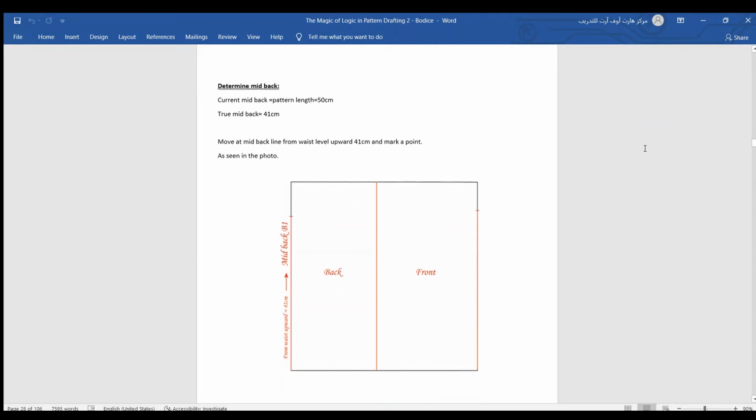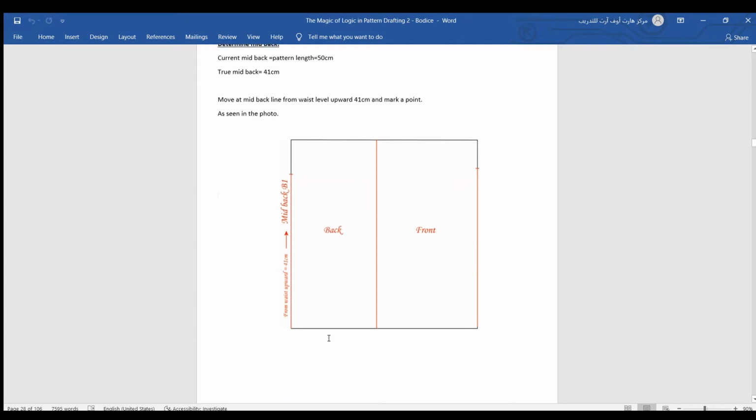Then the fourth, or let's just say the next step, is to determine the mid back, or B1. B1 was 41 centimeters, also from the back neck to the waist. Since the waist level is known, we'll go from the waist up 41 centimeters and place a mark. So this is the true mid back, or B1.